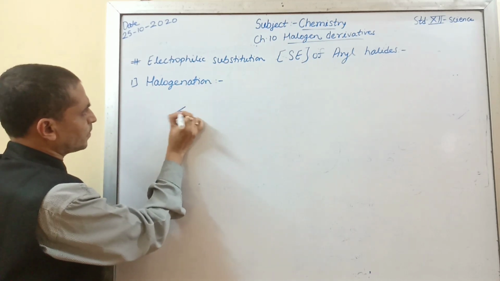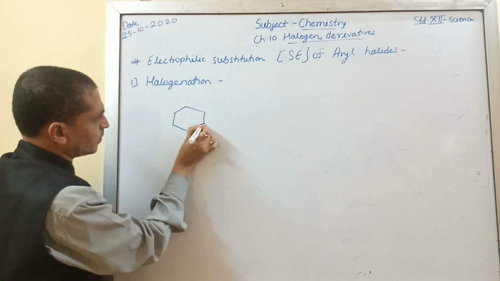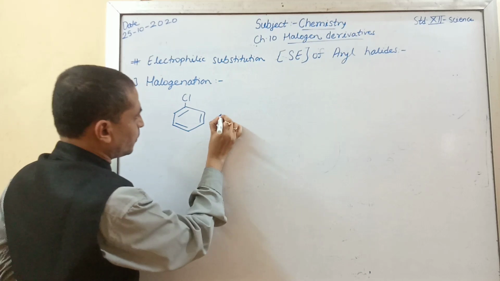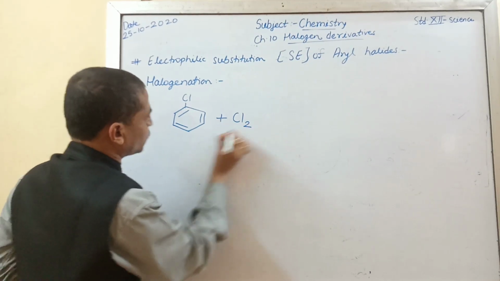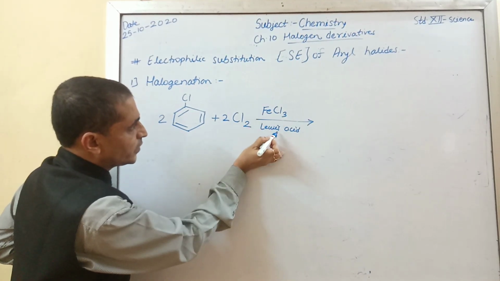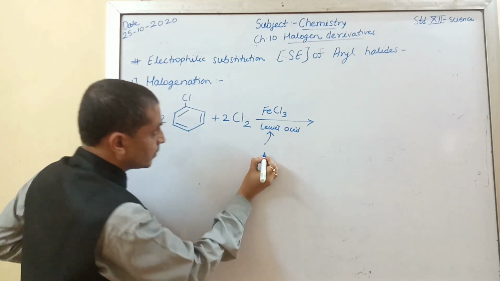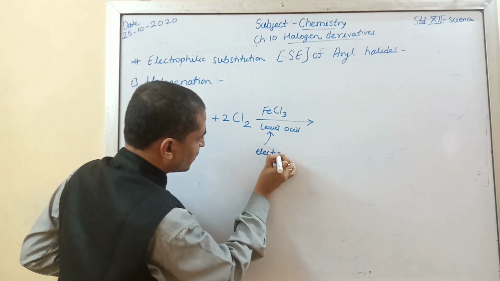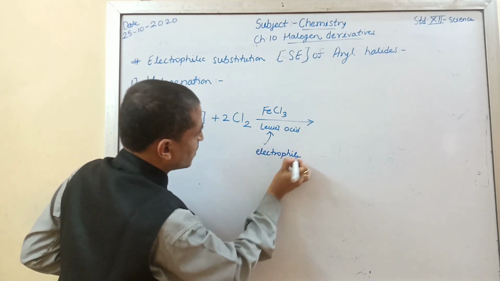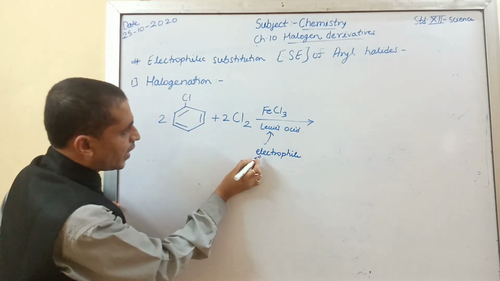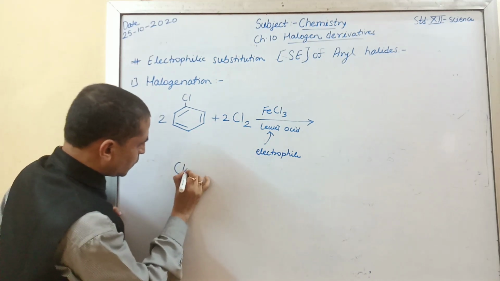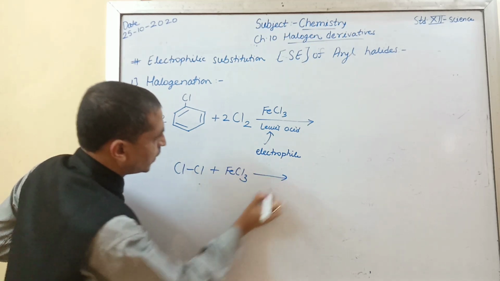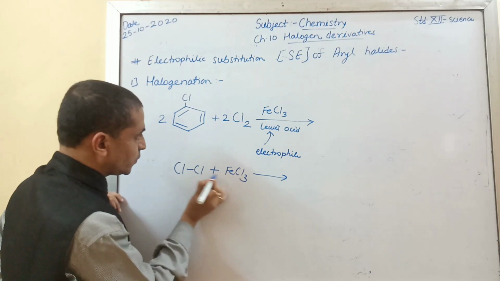Now see, this is chlorobenzene plus Cl2 with FeCl3 as a Lewis acid. First of all, Lewis acids, what are they? Electrophiles. So this FeCl3 is used to generate the electrophile. It helps in the generation of the electrophile.